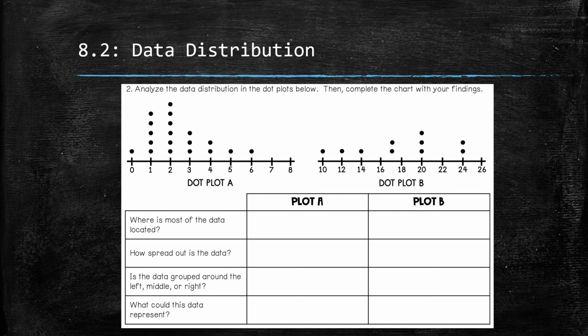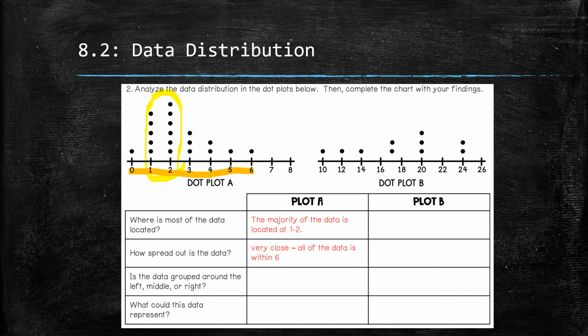Let's go ahead and look at 1. Where is most of this data located? Well, when I'm looking at my data, I can see that most of my data is right here because those are the highest points. So I'm going to say between 1 and 2. How is the data spread out? Well, it goes from 0 to 6, which is not too far, and a majority of it is kind of all clustered close together.